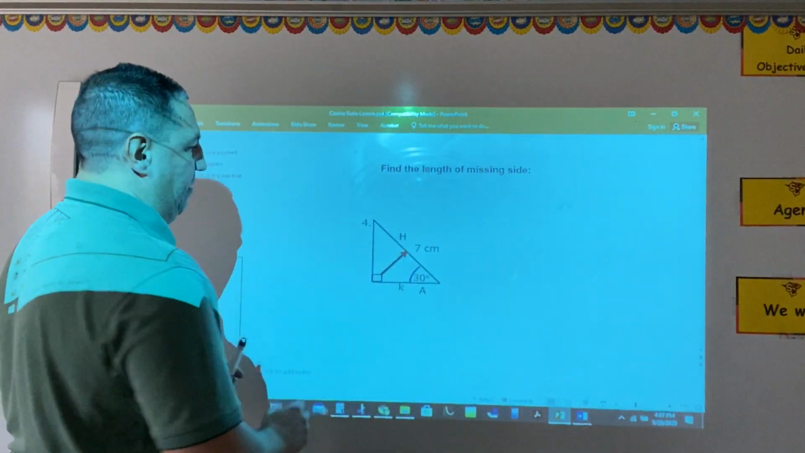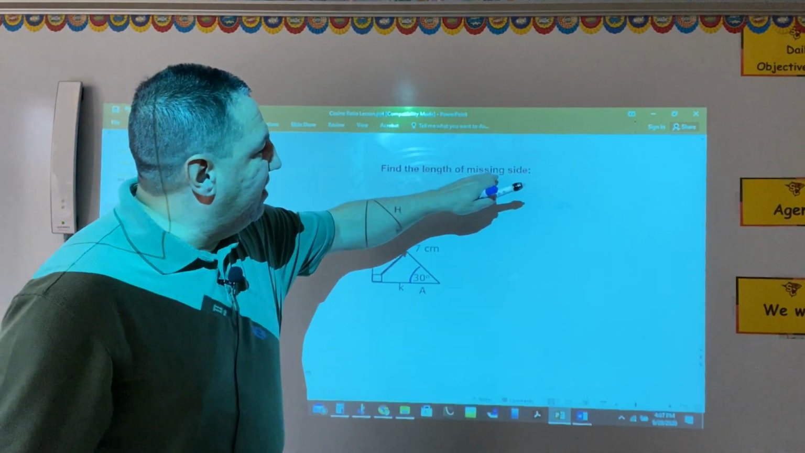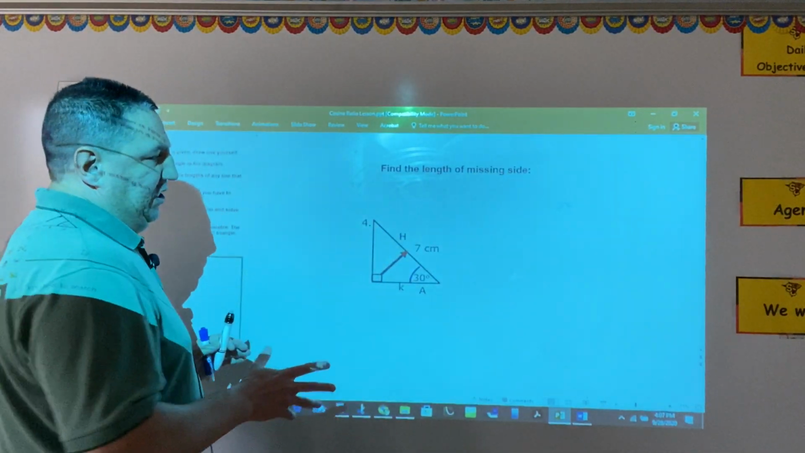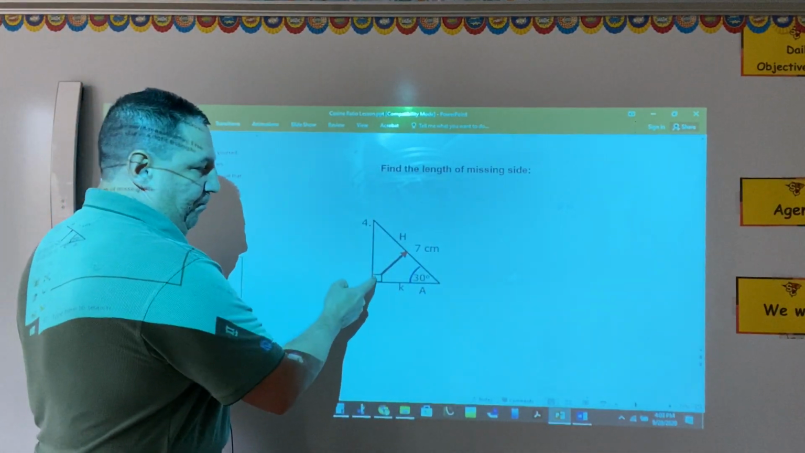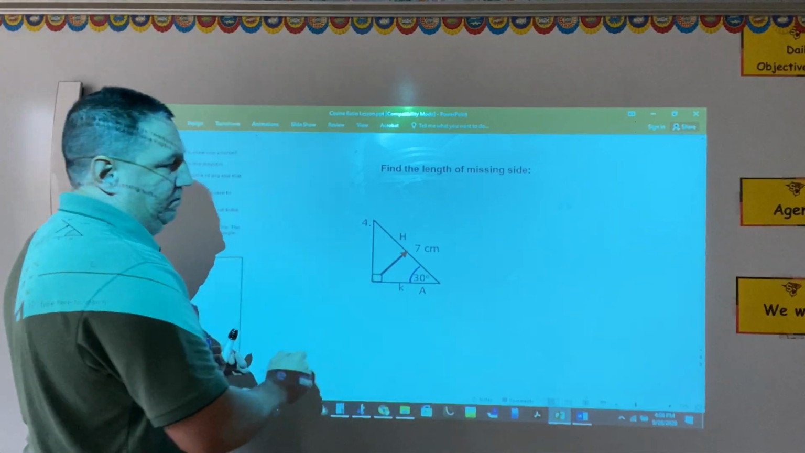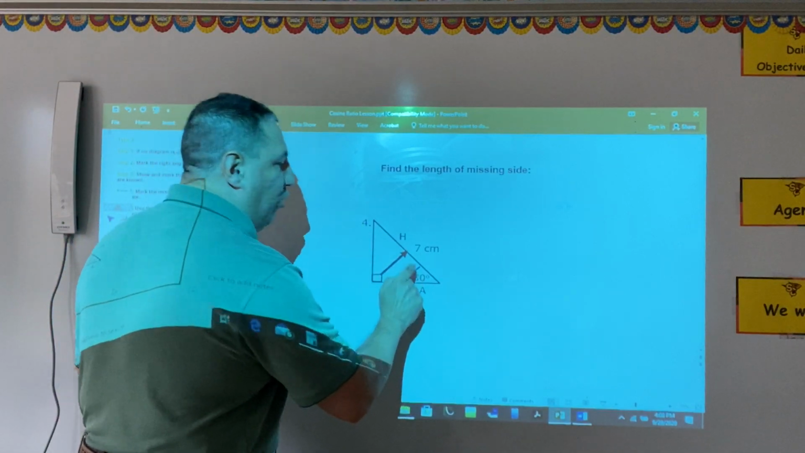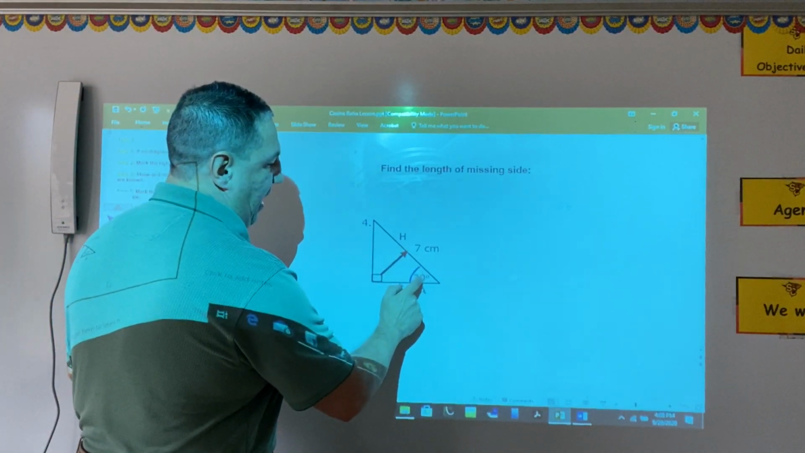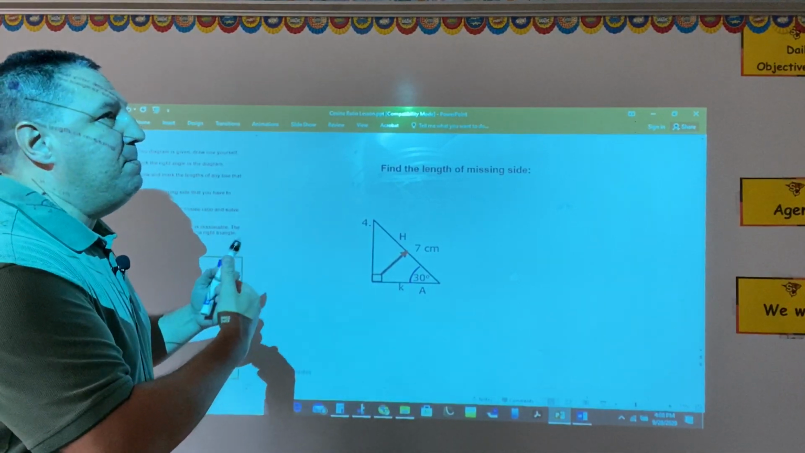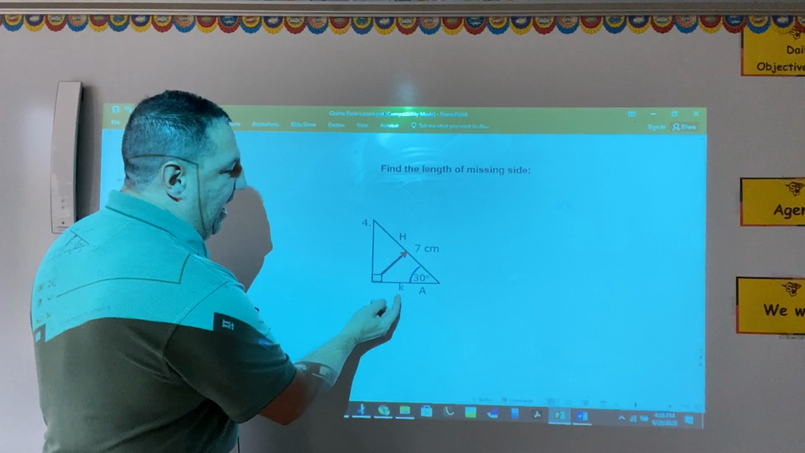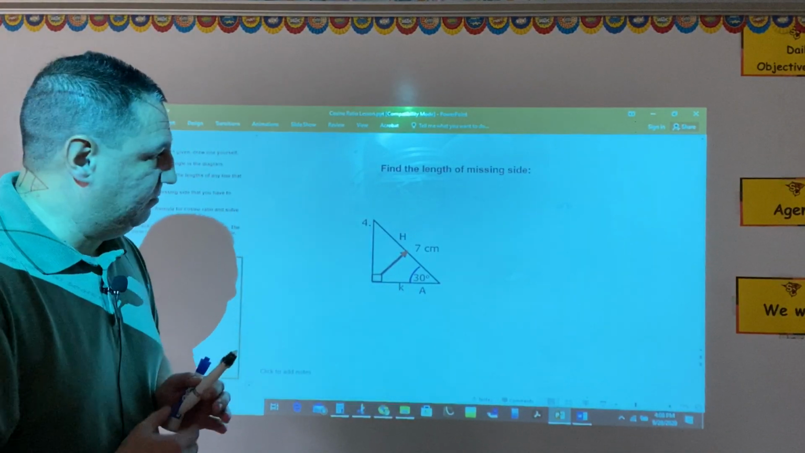So, consider this example. This time we need to find the length of the missing side. So, the diagram is drawn. The right angle is marked. The angle that we are looking for is also marked, and it is 30 degrees. It says find the missing side. The missing side is denoted with K, lowercase.